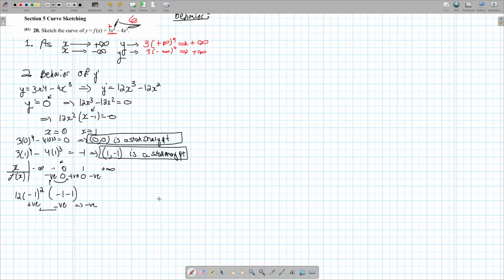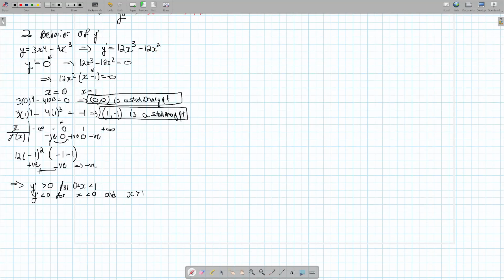That means after it's negative, it's always alternating. So we can conclude that y prime, once it's positive, it's greater than 0 for, let's be professional and write it in math terms, x in between 0 and 1. Y prime is negative for x less than 0, everything to the left of 0, and x to the right of 1, so greater than 1. Okay? So we can put a box around this because we're going to use this later.